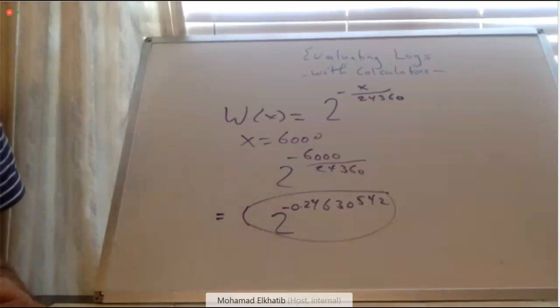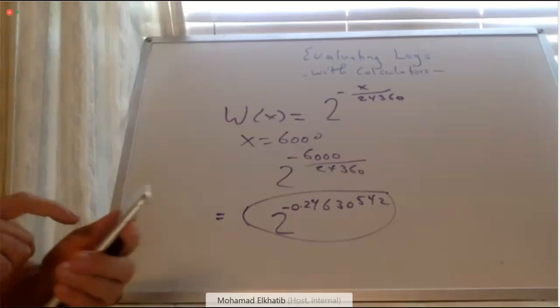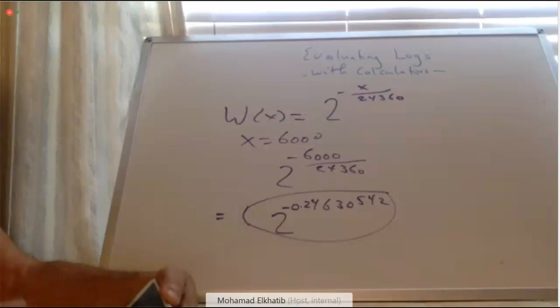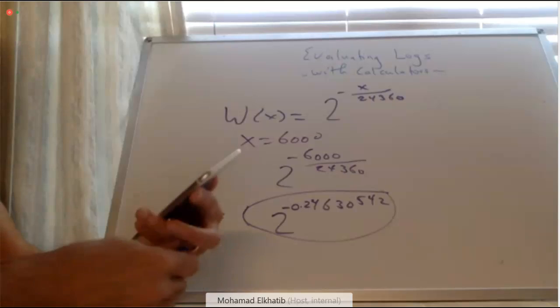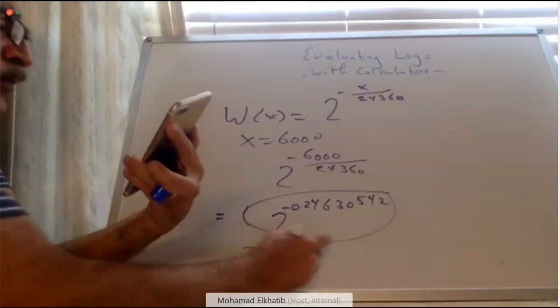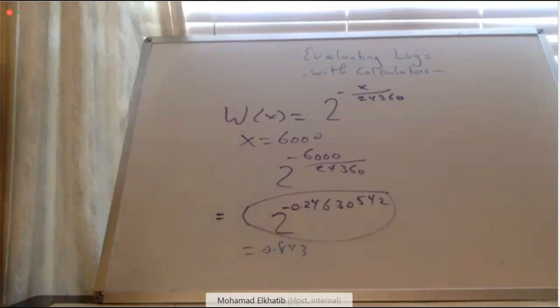Yes, sir. Okay, now all you got to do is press 2. How do you raise to a power on the calculator? X to the power y. Okay? And then negative what? 0.24630542, negative, equals. And I got 0.843, or whatever they want you to round to, and that's all you do. Does that answer your question?